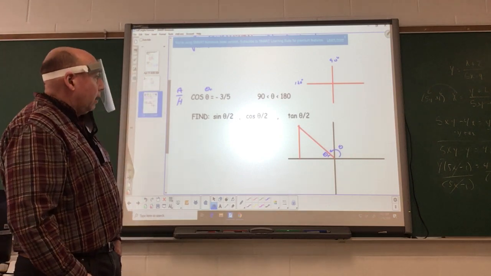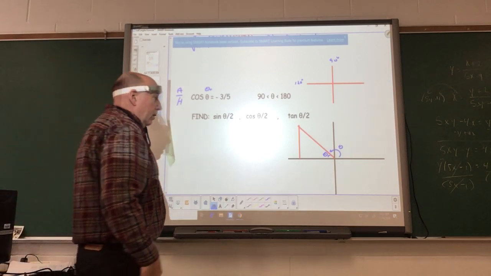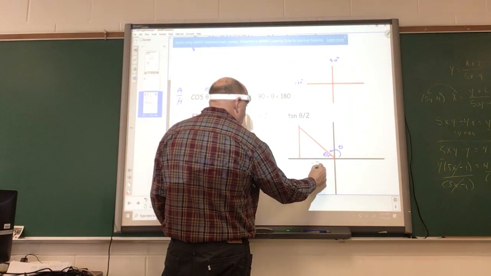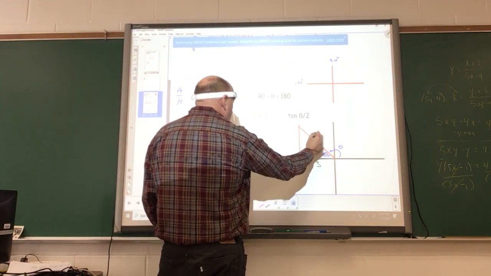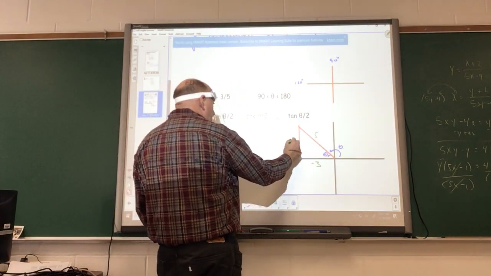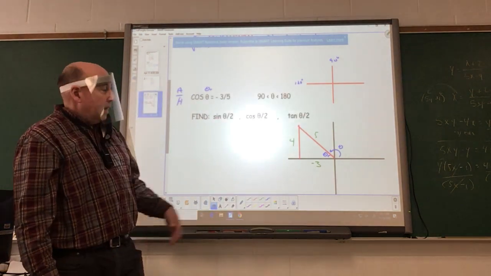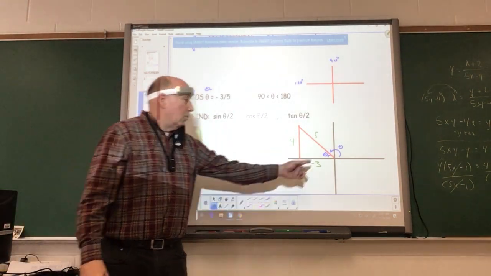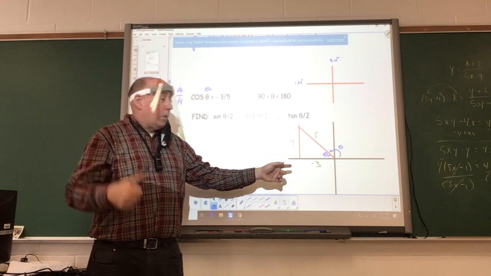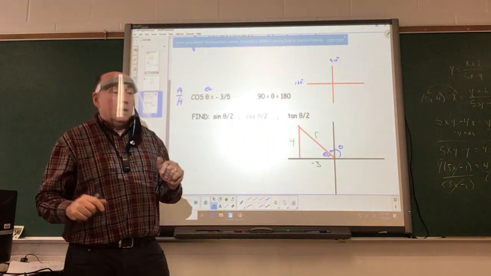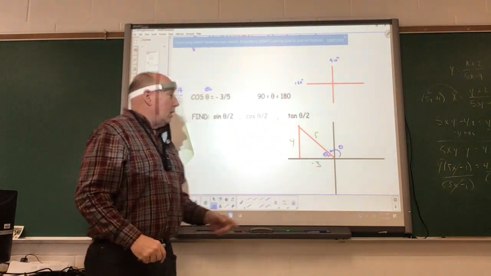What's going to go where? -3 is adjacent, and 5 is the hypotenuse. And the other side is 4. Okay, I need to check the negatives here. Well, this one's going to the left, so that's negative. I'm okay there. This one's going up, don't need it. This one's the hypotenuse, don't need it.